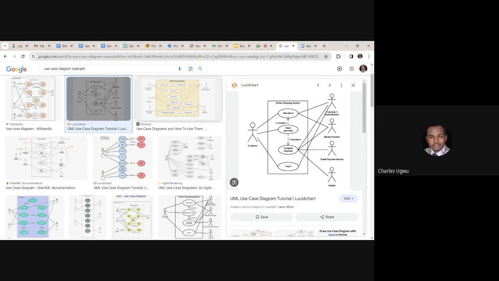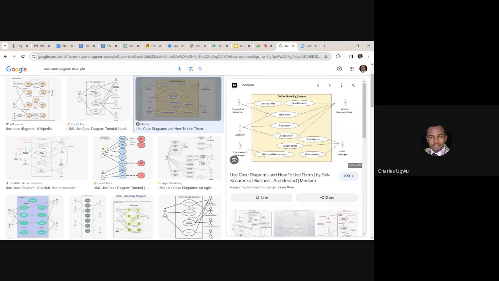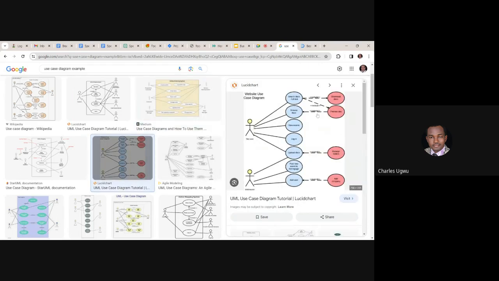So you can see there are so many use case diagrams. This is an online ordering system as well. So all these are use case diagrams. That is how we design a solution. We must create all these things so that both the stakeholders and the developers will have a clear understanding of what you are designing, by writing it as a user story and writing it in a visual diagram like this.